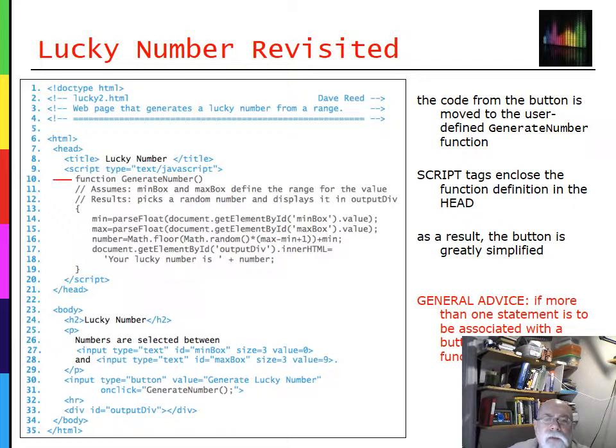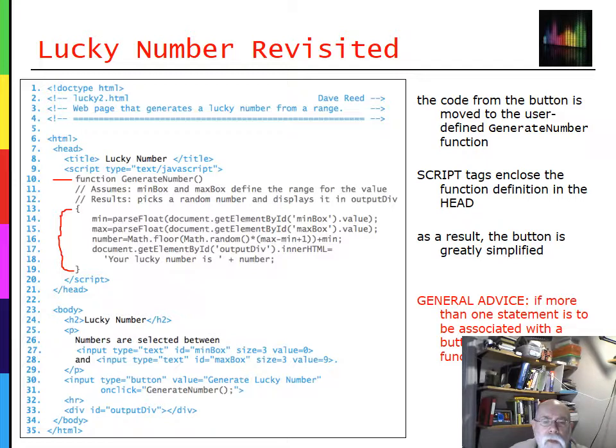There's the function name, generate number. Here's what you've already done. But notice it's now enclosed between these two little squiggles. So that's the body of the function for you. Now down here is where it's going to show the numbers are selected between, and again, this is all pre-typed for you.